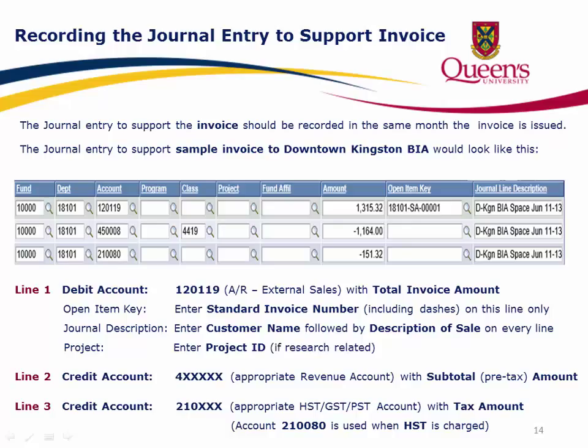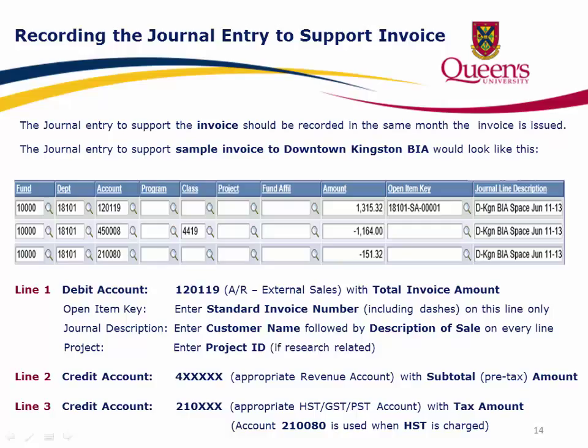On line 2, credit the appropriate revenue account with the subtotal amount on the invoice. This represents the pre-tax amount billed to the customer. Note, when a department uses a class or program ID as part of the chart field string, these IDs need only to appear on this line, the line that is posting to the revenue account. The class and/or program ID would not be entered on the AR or tax lines.